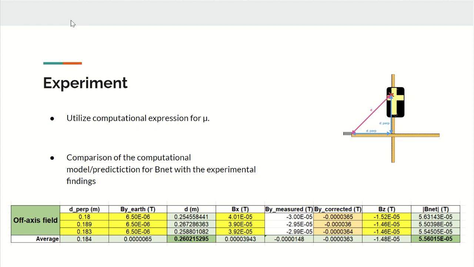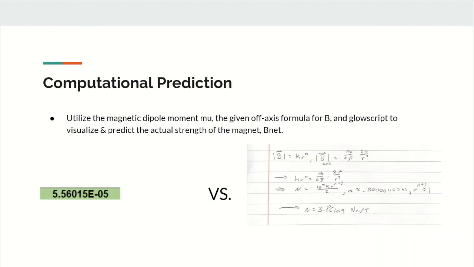Continuing, we're going to utilize a computational expression to find mu. So we're going to compare this computational model and findings for our magnetic strength, which you can see at the bottom right, with our experimental findings. The experimental findings are on the bottom right of the page, and our computational findings are going to be discussed in a sec. So to actually utilize a computational method to make a prediction, we're going to utilize the magnetic dipole moment mu that we just calculated.